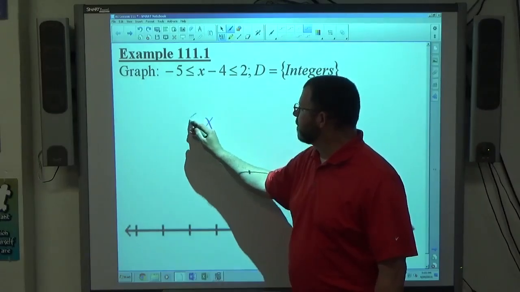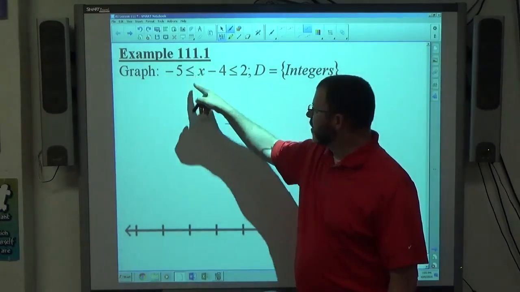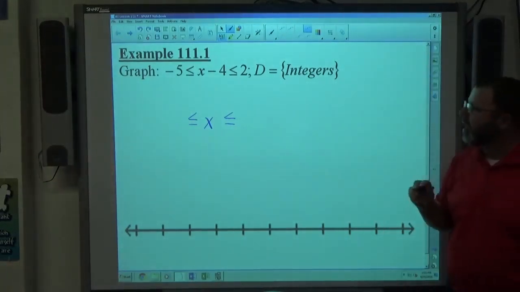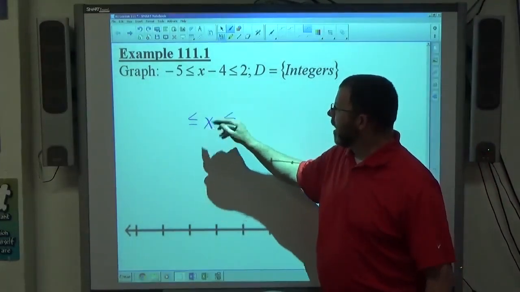I'm going to keep the less than symbols as they are. So that's less than or equal to. This is also less than or equal to. Make sure you pay attention to equals to on those. And in order to make x minus 4 become x, I have to add 4.